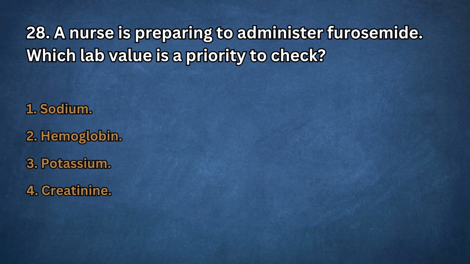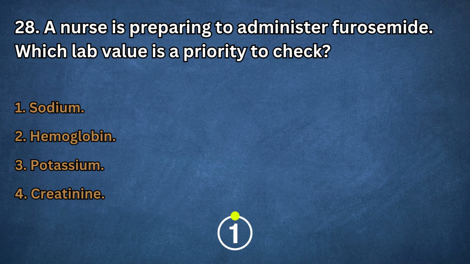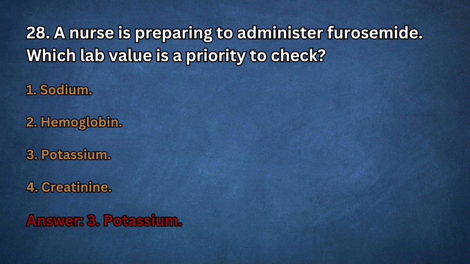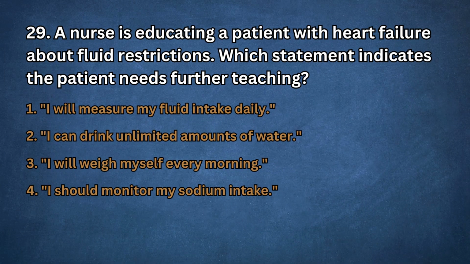28. A nurse is preparing to administer furosemide. Which lab value is a priority to check? 1. Sodium. 2. Hemoglobin. 3. Potassium. 4. Creatinine. Answer. 3. Potassium.